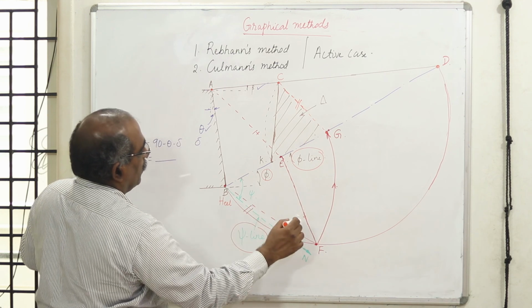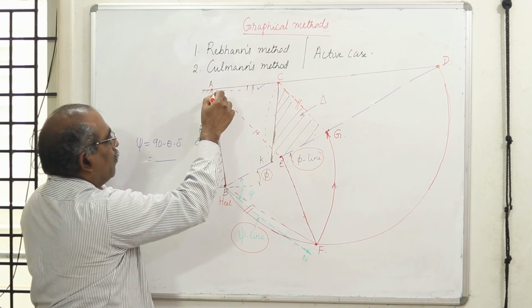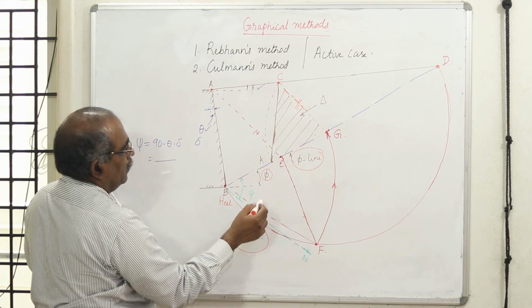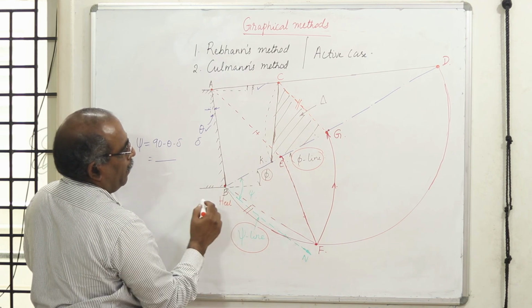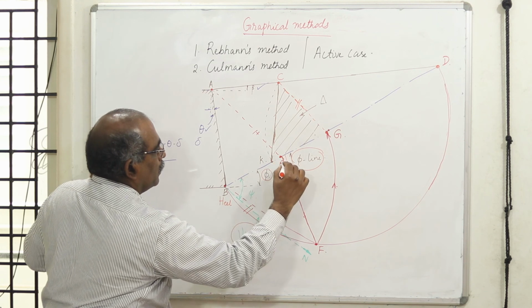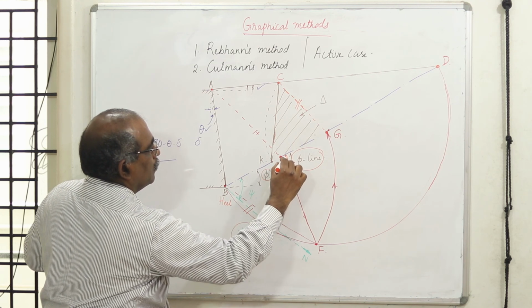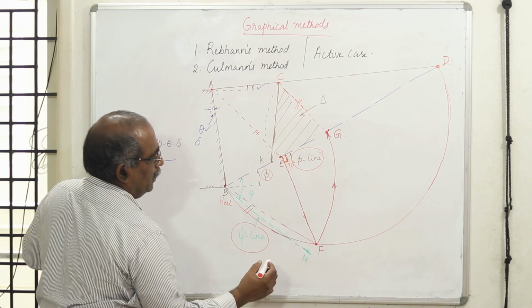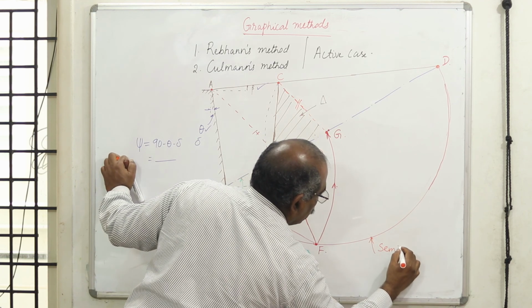Now, after drawing the semicircle, starting from the top of the retaining wall, I draw a line which is parallel to the psi line. It will intersect the phi line at point E. At this point, draw a perpendicular. That perpendicular will intersect the semicircle.